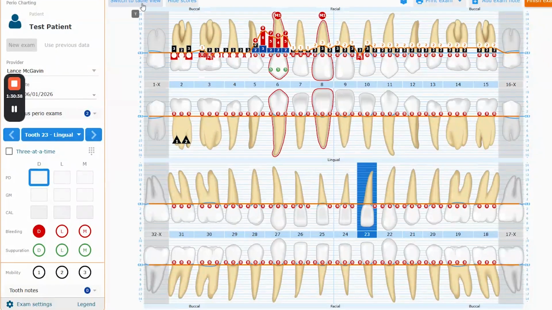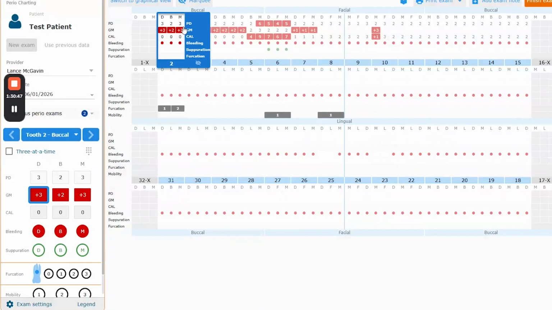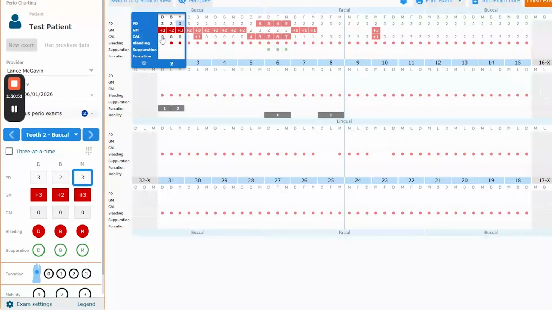You can also switch to the table view. This is the same thing, it's just in table format. You could chart this way if you wanted, but it just goes through and you can do it for each one of these. It's just a table version of that same. I like the graphical, but some people like the table, and that's okay.